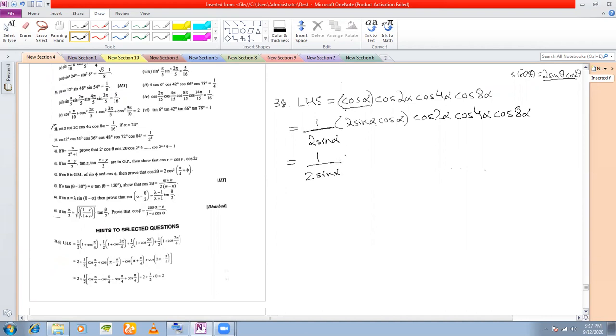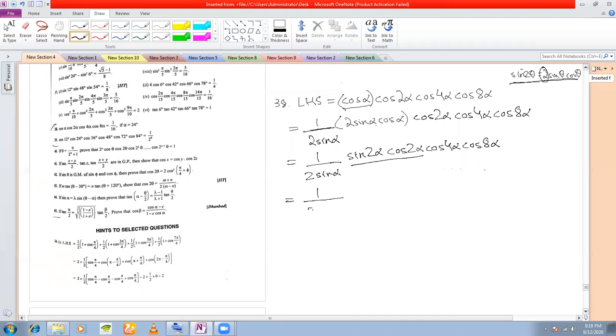This 2 sine alpha cos alpha is sine 2 alpha by the multiple angle formula. So you get sine 2 alpha, cos 2 alpha, cos 4 alpha, cos 8 alpha. Now what you do here is you again look at this part, sine 2 alpha cos alpha. What is missing here? Again, from the multiple angle formula, only 2 is missing here.